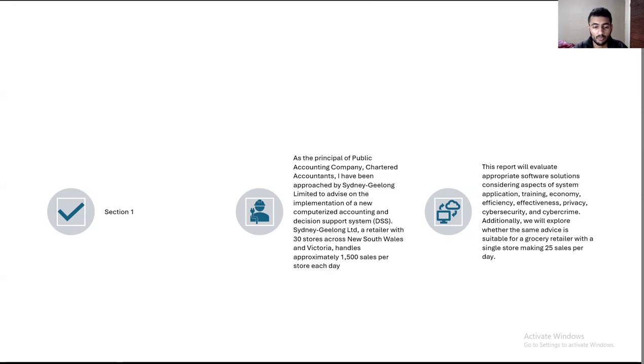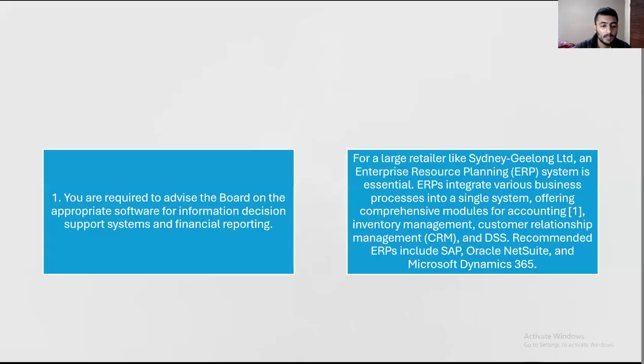I'll start with question number 1, which is: you are required to advise the board on the appropriate software for information decision support systems and financial reporting. So we are supposed to advise softwares that we should use. For a large retailer like Sydney Geelong Limited, an enterprise resource planning system is essential. ERPs integrate various business processes into a single system, offering comprehensive modules for accounting, inventory management, customer relationship management, DSS.